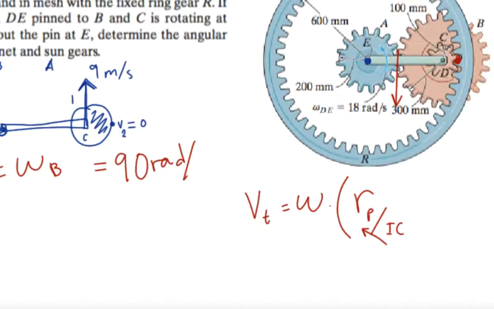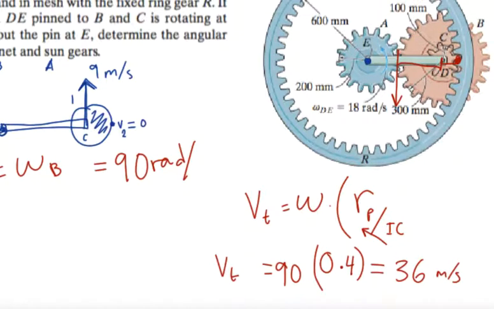All right, so omega we know is 90, we solved for it. And then that R vector is this distance to here, 0.1, plus this distance to here, an additional 0.3, which is a total of 0.4. I'm not worrying about signs right now, it's just magnitudes. So the tangential velocity would then be 36 meters per second. That's the tangential velocity of gear B, and since it's in contact with gear A, they both have the same tangential velocity.